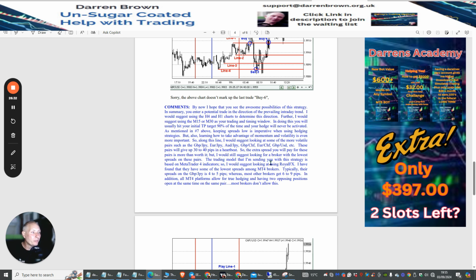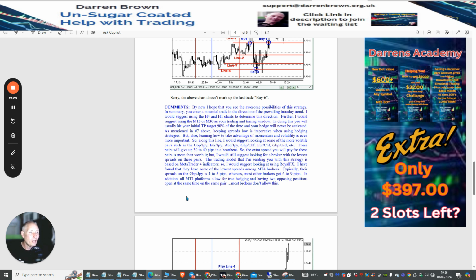The trading model that I'm sending you with this strategy is based on the MetaTrader 4 indicators. There will be some other stuff which I'll be showing you inside my trading academy. This is just a trading scenario that we're using at the moment, typically showing you how to do the hedging in a manual trading status. As I said before, the spread on GBP/JPY is probably very good because you're going to get 4 to 5 pips, where most brokers give 6 to 9 pips.